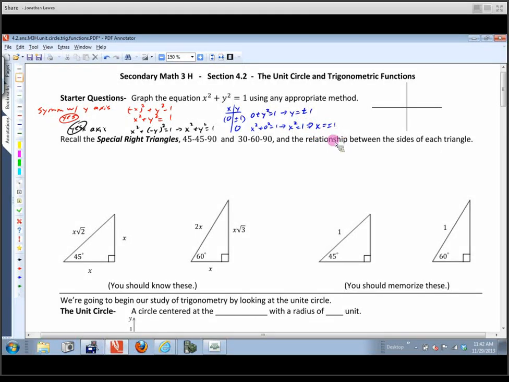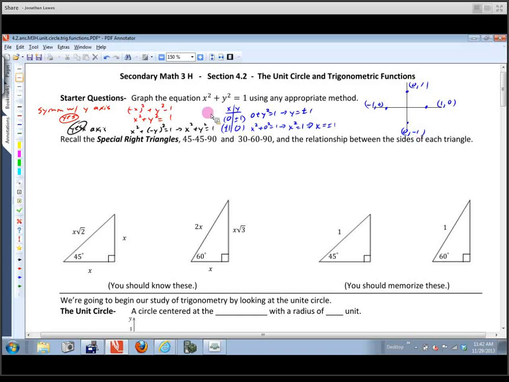So here's what we get if we were to sketch those 4 points. And this is good because it shows that it is symmetric with both of the axes. So here are the 2 points. This is 1, 0. This is negative 1, 0. And then this would be 0, 1. And this point down here would be 0, negative 1.